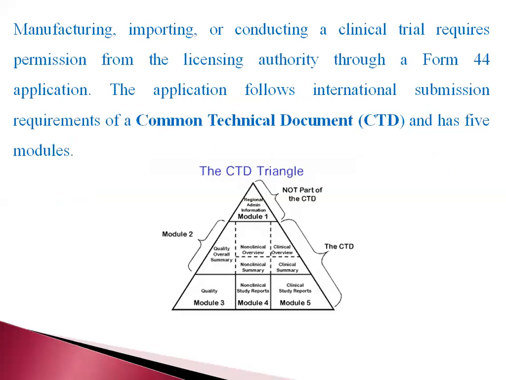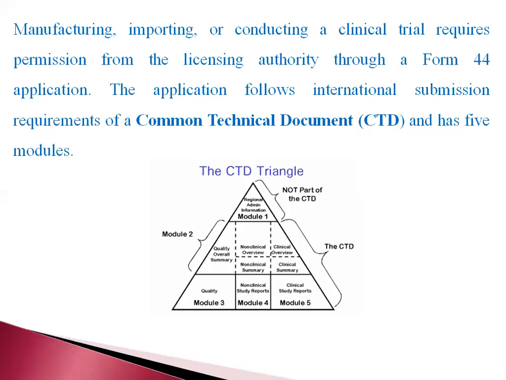Last one is CTD, common technical document, that I think we have already discussed. CTD and eCTD. So what does CTD mean? Manufacturing, importing, or conducting a clinical trial requires permission from the licensing authority through a Form 44 application. So form number 44. The application follows international submission requirements of the common technical document. The common technical document has 5 modules. So here module 1, 2, 3, 4 are discussed. As per requirement, we can consider different types of studies.